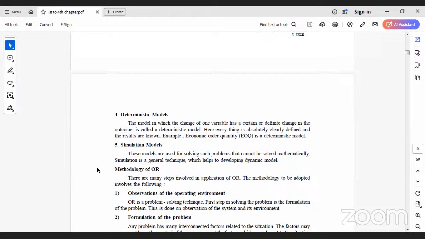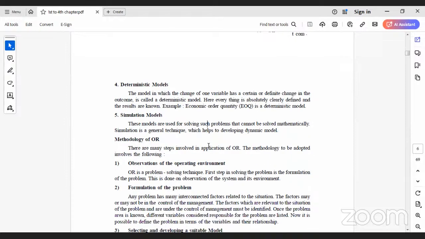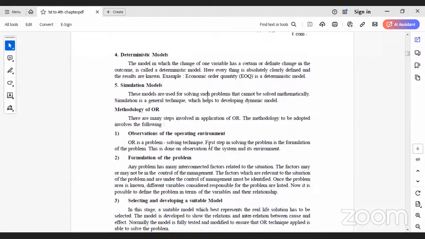So they will ask in the examinations also what is a deterministic model, and what is a simulation model. Simulation models are used in problems that cannot be solved mathematically; it is a general technique for developing a dynamic model. We cannot do it normally; we can do it only in dynamic models. Simulation models are the ones we are using majorly in the methodology of OR.